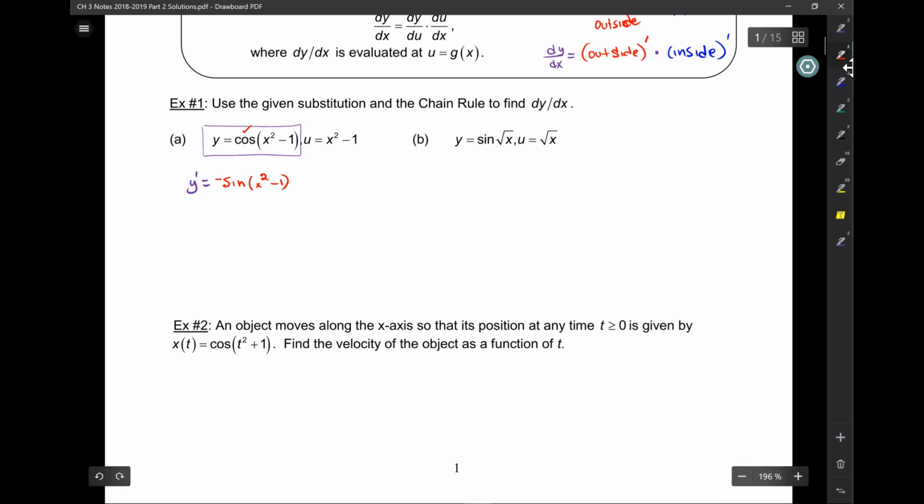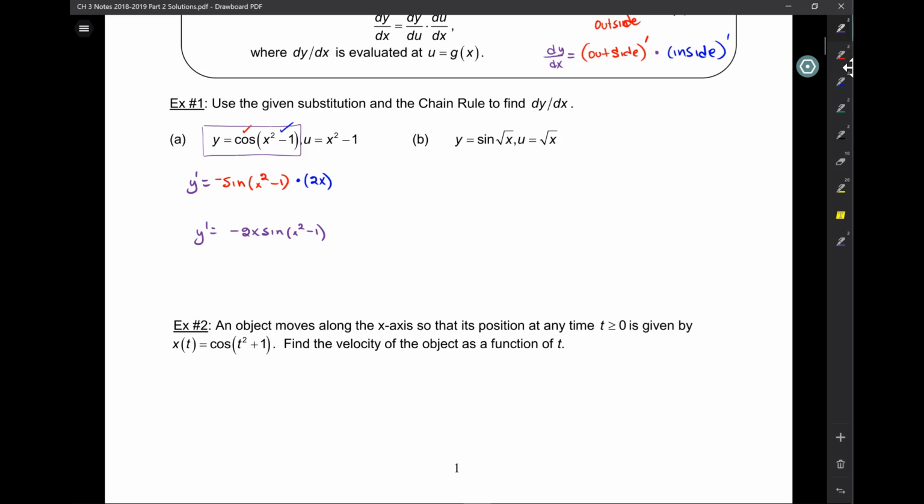Okay, so now I did the outside. Next, I have to do the inside. Now I have to take a derivative of the inside. And that's just 2x. So when you write it more cleanly, y prime is negative 2x sine of x squared minus 1. Okay? And that's taking a derivative with the chain rule.